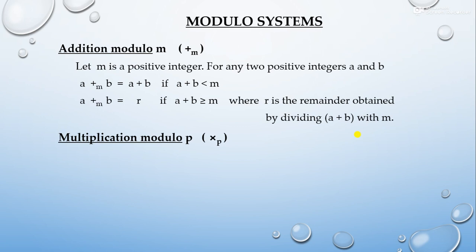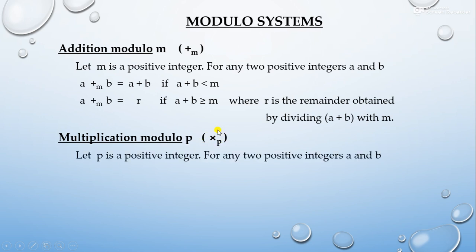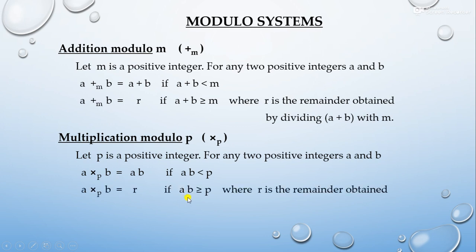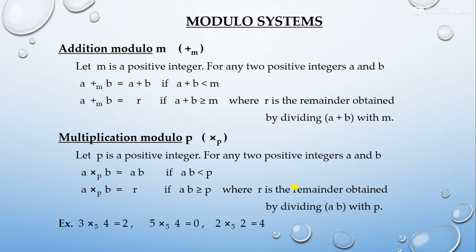Now the second one is multiplication modulo. Here we denote it by times p. So this is the notation of multiplication modulo. If we have two positive integers a and b, then the value of a multiplied by b is equal to ab if ab is less than p, and if ab is greater than or equal to p, we have to write r, where r is the remainder obtained by dividing ab by p. Right? Okay. But when you do the examples, it will become clear.